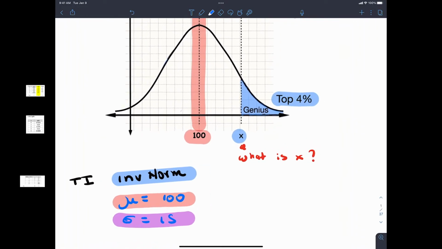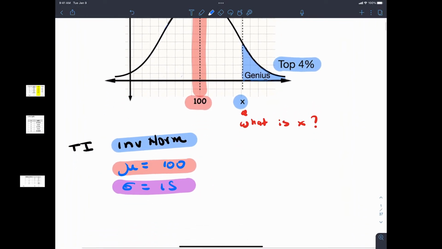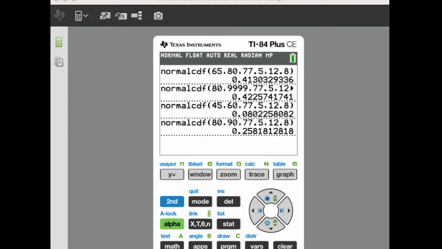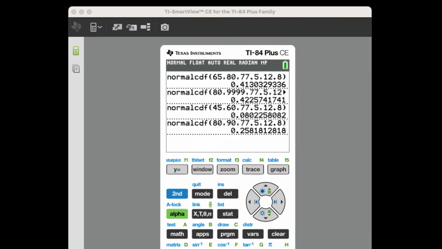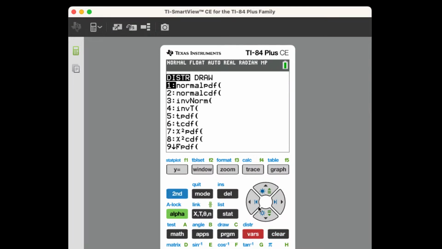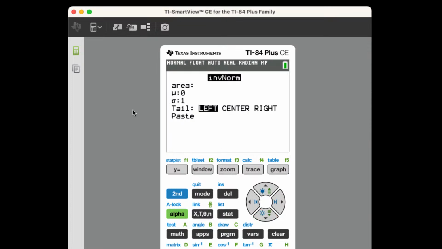Okay. So focus on the TI. We're going to clear the rest of this. We're going to work with working backwards. Second distribution, what do we look for? Inverse norm. What number is inverse norm? You guys see it? It's number 3. Inverse norm. Now, you see that first thing? What do you think that means? They say area. Is that right?